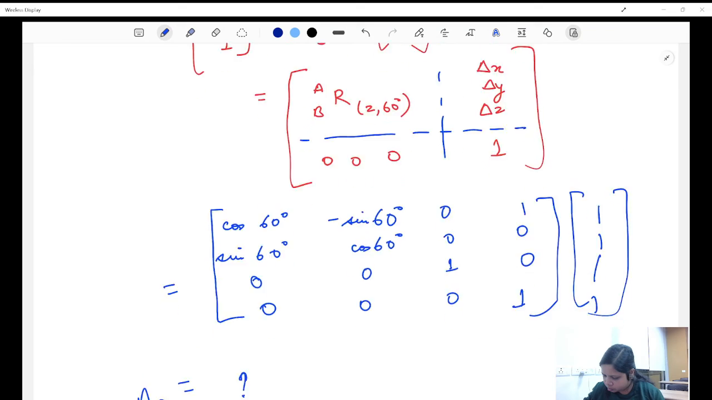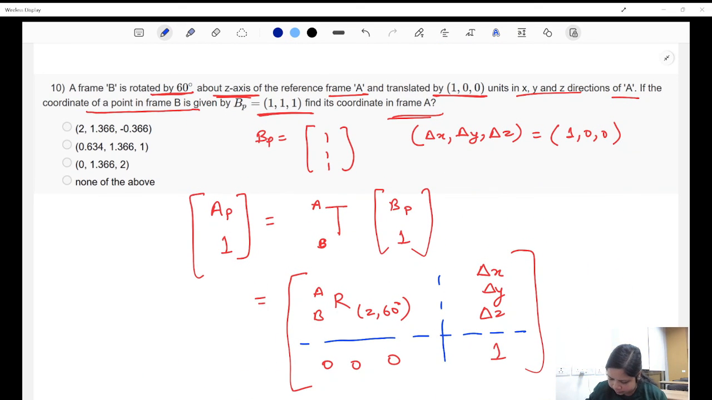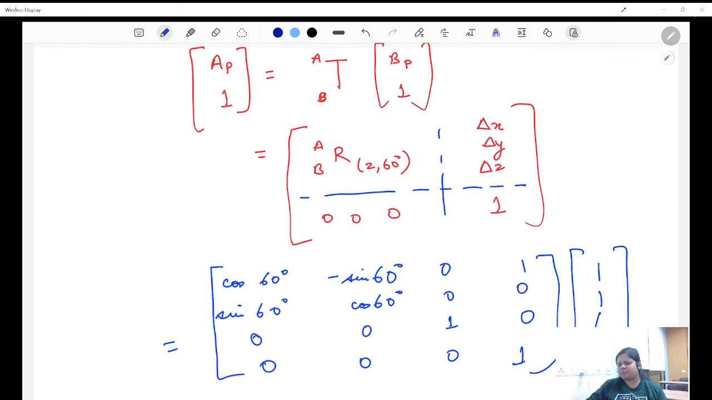I'll show you the options also once more. The second option. Which option? Second. B. Yes, ma'am, B option, second option. Okay. Yeah, it is correct. So B is your correct option once you solve this.